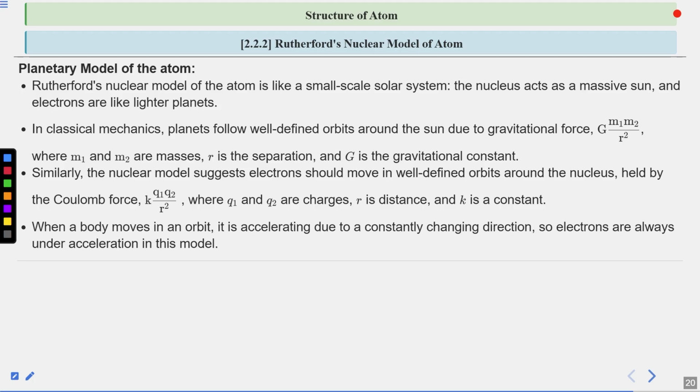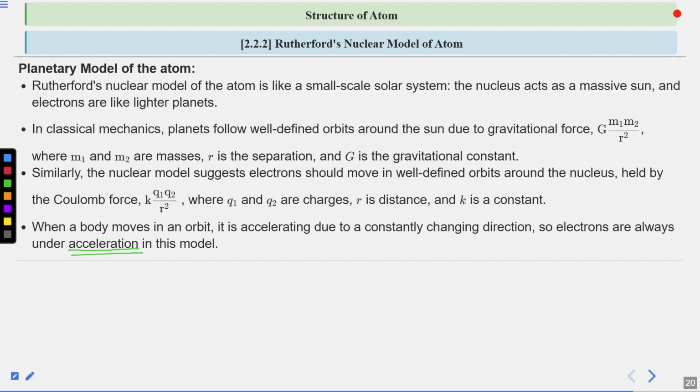As a result, we can say that the particle or the electron is under acceleration, because due to the change in velocity, there will be acceleration. Got it? Any issue with this point? So it's very important to understand. And this was the main reason why the Rutherford nuclear model of the atom was dropped.